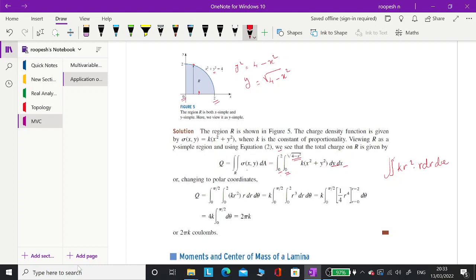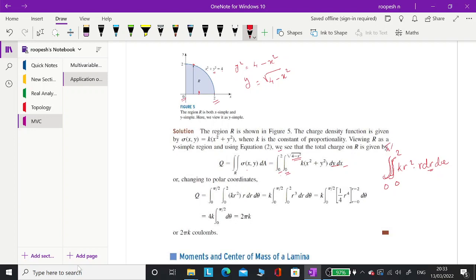Now what should be the limits of this integration that we want to check. So what should be the range of r? r is ranging from 0 to 2, so 0 to 2 is our r variation. Next is theta variation. Theta is varying from here to here, that means 0 to pi by 2.